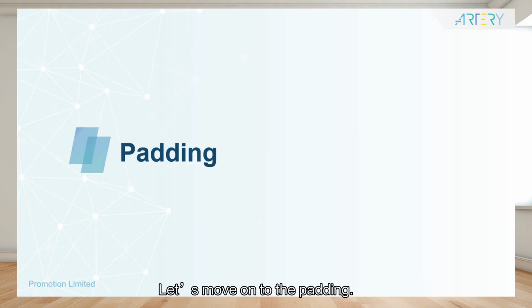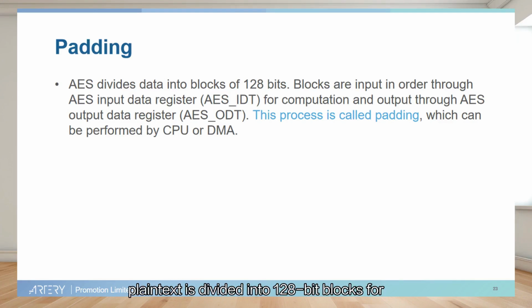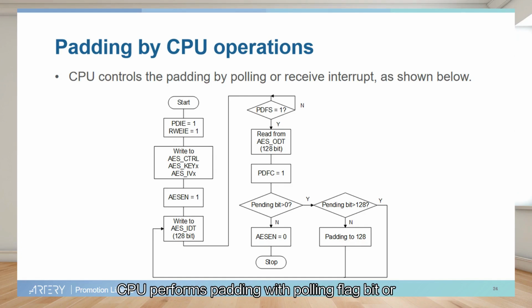Let's move on to the padding. As aforementioned, plaintext is divided into 128-bit blocks for computation. Data blocks are input in order through the AES input data register, wait for the complete flag assertion, and then data blocks are output through the AES output data register. This process is called padding. Padding can be performed by CPU or DMA. CPU performs padding with polling flag bit or receive interrupt.